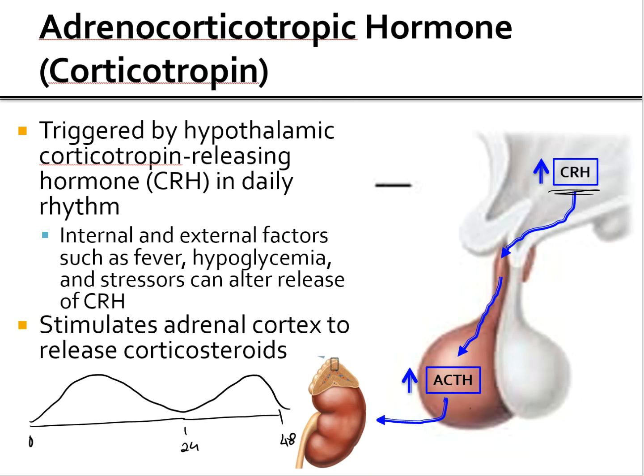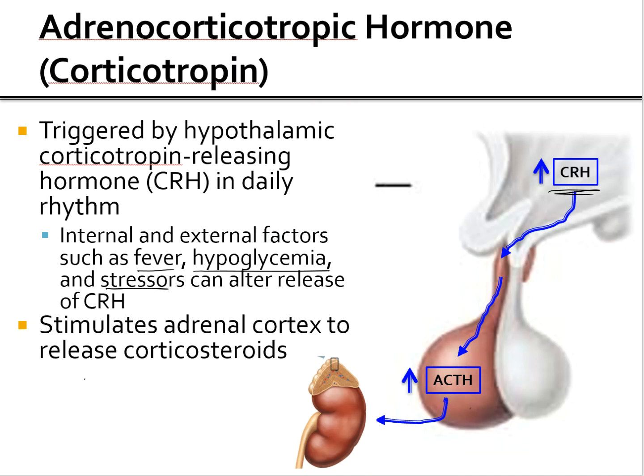So they're cyclic. They're expressed during a certain time each and every day, and then low during a certain time each and every day. However, there are things, like stressors, low blood sugar, and fever, that can alter that. If you have a fever here, it may cause this to dip, or if you're stressed, it may cause that to dip, or it may cause it to increase where it's not supposed to increase. So there are things that will affect the expression of CRH and alter this normal daily rhythm.